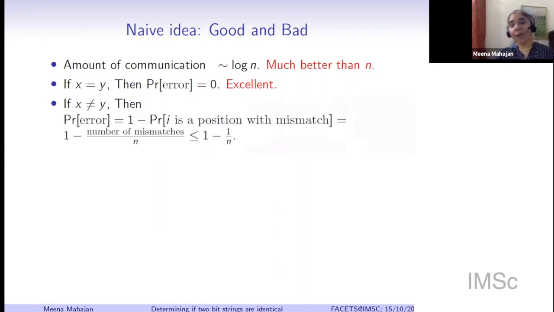What if X is not equal to Y? Then the probability that the protocol makes an error is exactly the probability that this random position i that Alice picked was a position where X and Y agreed. Even though X and Y are different, there are some positions on which they may agree. For instance, right in the first slide, we saw these huge files, they differed in just 2 bits. There were so many other bits where they agreed.